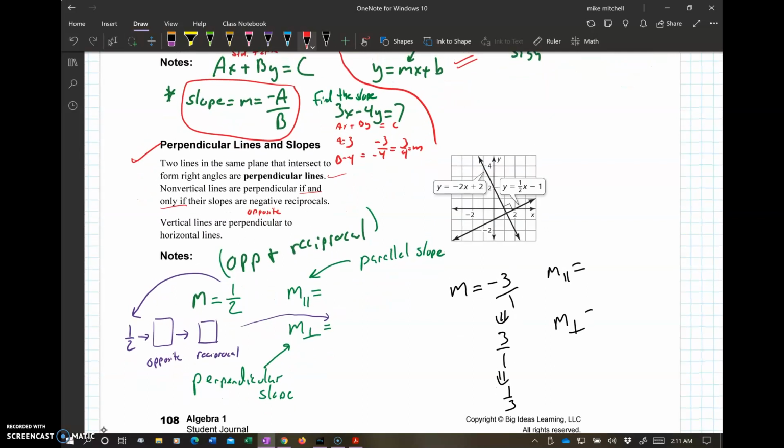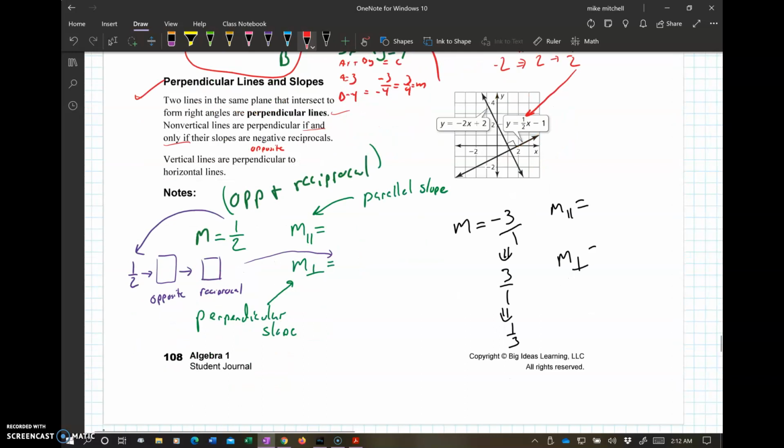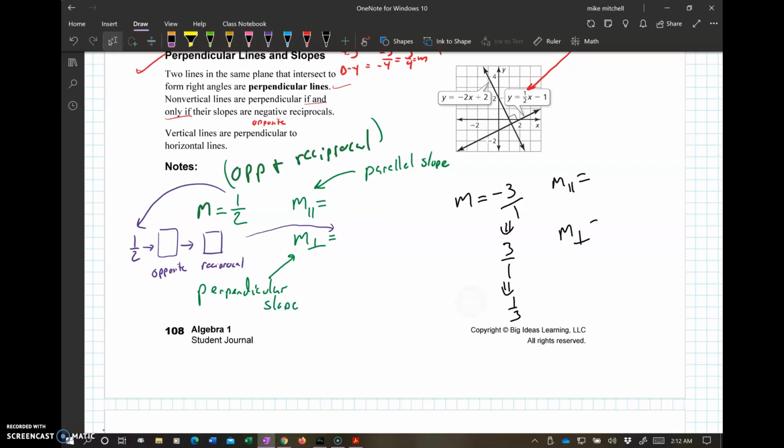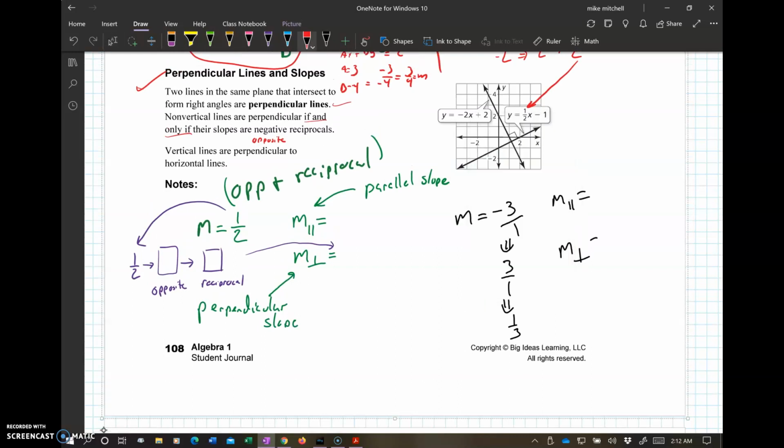If you look at these slopes over here, you got negative 2. The opposite of negative 2 is positive 2. And then the reciprocal of 2 would be 1/2. And you can see that's the slope right there. These are perpendicular. So again, this is a bad example. It's just working this one backwards. You should see it should end up at negative 2.